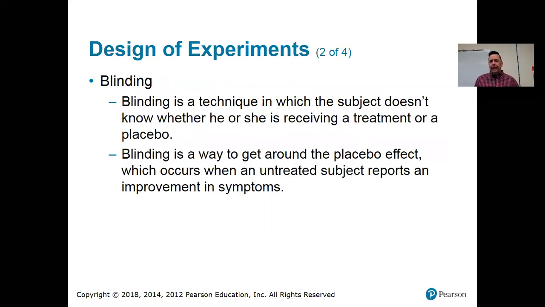Then we have blinding. Blinding is a technique in which the subject doesn't know whether he or she is receiving a treatment or a placebo. Right? We talked about that a few minutes ago. Blinding is a way to get around the placebo effect, which occurs when an untreated subject reports an improvement in symptoms. Sometimes that happens. You give a person a sugar pill, and if they think they're taking a real pill, they say, oh, all of a sudden I feel so much better, right? It's completely psychological.